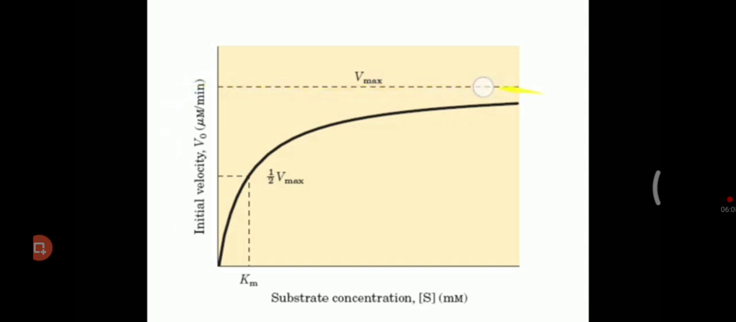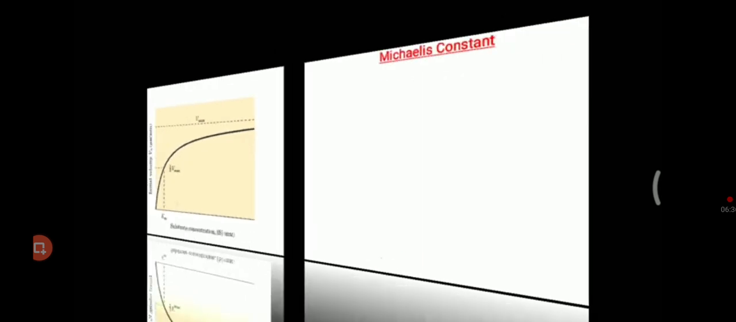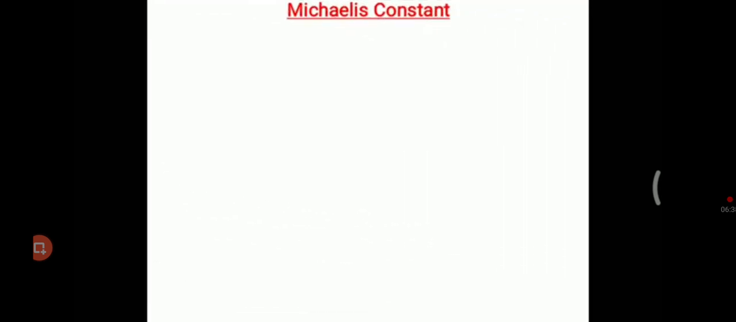Now from that Vmax we can calculate half Vmax, which is half of the maximum velocity. At half Vmax, wherever it cuts the graph, from that point we get a value on the x-axis, which is the substrate concentration. That particular substrate concentration at the point of half maximal velocity is called the Michaelis constant, or Km. Now that Km has a lot of importance, which we will look at. So the Michaelis constant, or the Km.